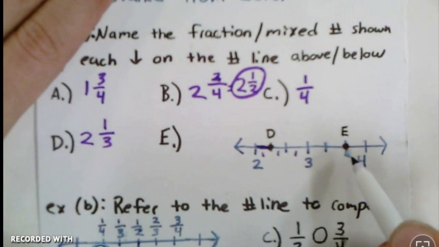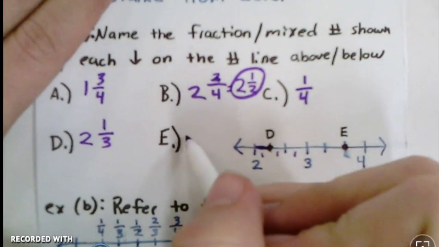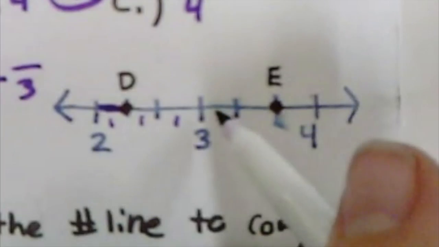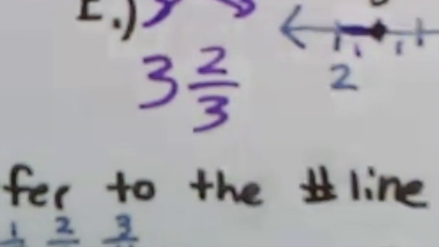All right, here's our last example. We have E. So the whole number right before E is 3. There are 1, 2, 3 parts, and it has gone through 1, 2 to get to E. So my final answer is 3 2/3.